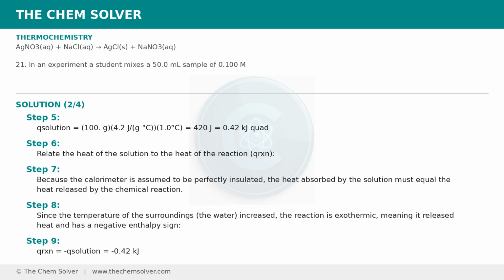Relate the heat of the solution to the heat of the reaction, QRXN. Because the calorimeter is assumed to be perfectly insulated, the heat absorbed by the solution must equal the heat released by the chemical reaction. Since the temperature of the surroundings, the water, increased, the reaction is exothermic, meaning it released heat and has a negative enthalpy sign. QRXN equals minus Q solution equals minus 0.42 kilojoules.